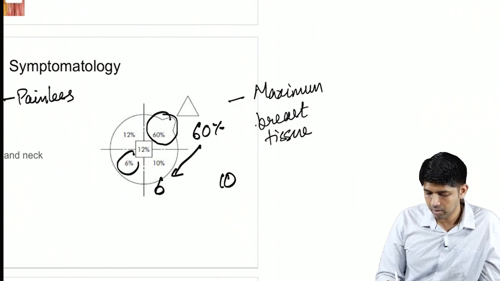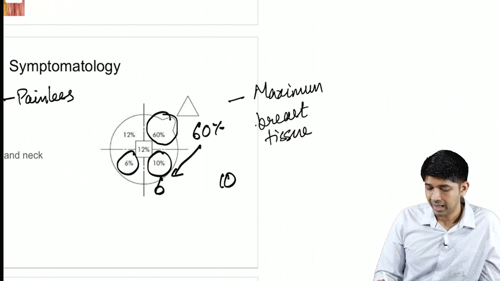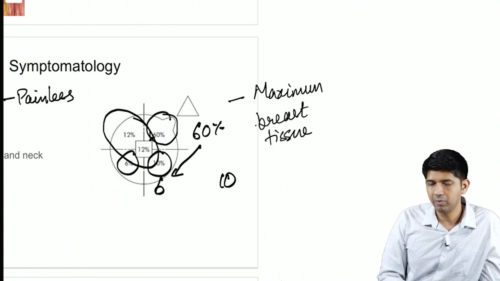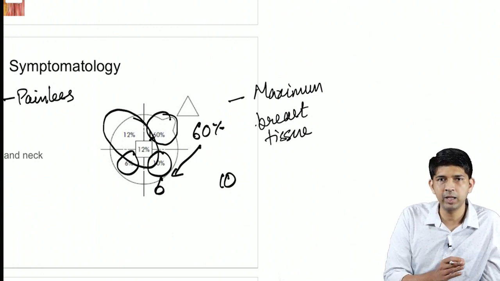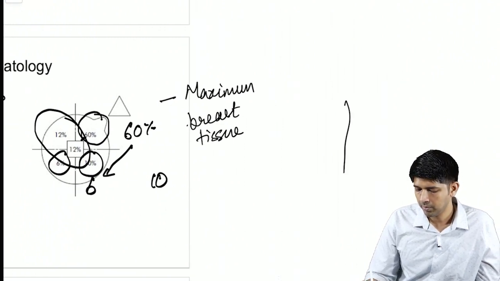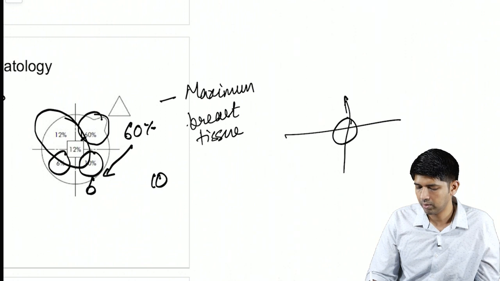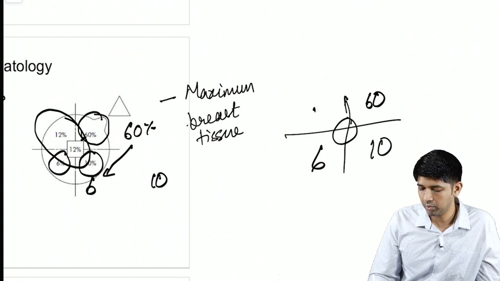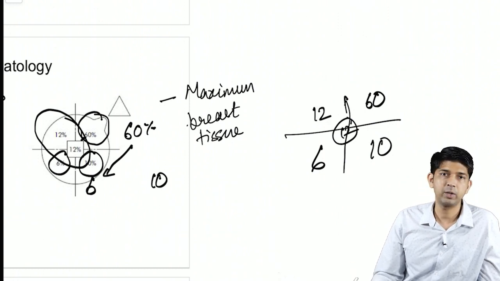So that's how you're going to see here, 6% in the lower inner quadrant, 10% in the lower outer quadrant, and whatever is remaining, that will be roughly 24%. You divide it into 2, so that will be the upper medial quadrant and the central quadrant. Alright, so very simple. You're going to have 4 quadrants with the central quadrant. So you're going to have 60. So it will be 6 and 10, and whatever is left out will be 12 and 12, and easy for you to remember.